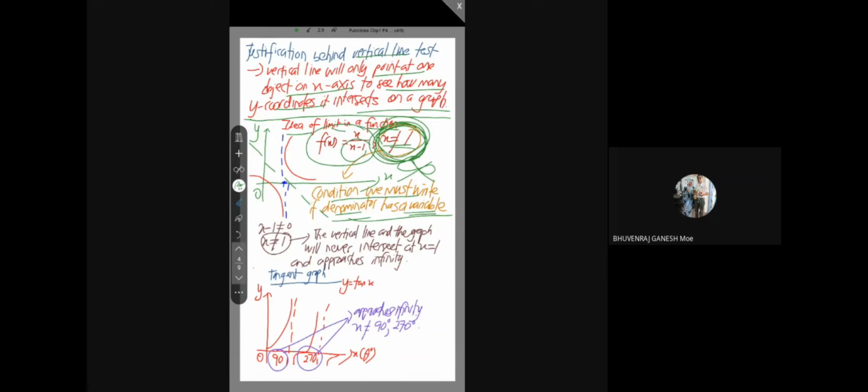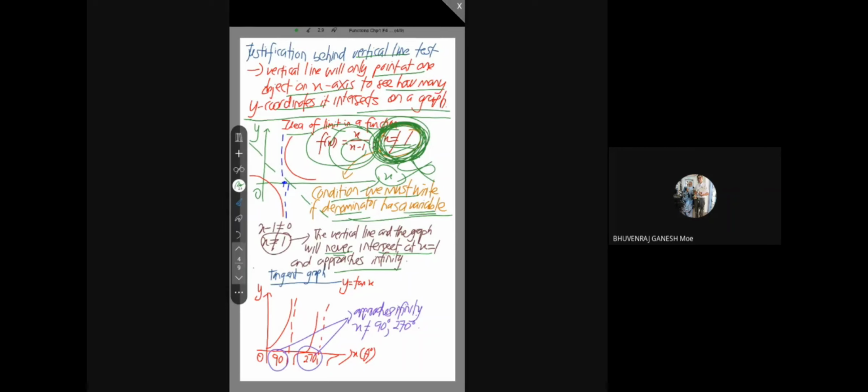You can see the vertical line and the graph will never intersect at x equals 1 and approaches infinity. You can keep on trying to substitute random x values into this equation, but you'll always find out that you can never get the value that will intersect x equals 1. You can come as close as 0.999999 and it will continue like that, but it won't touch number 1 exactly. So this is the thing.